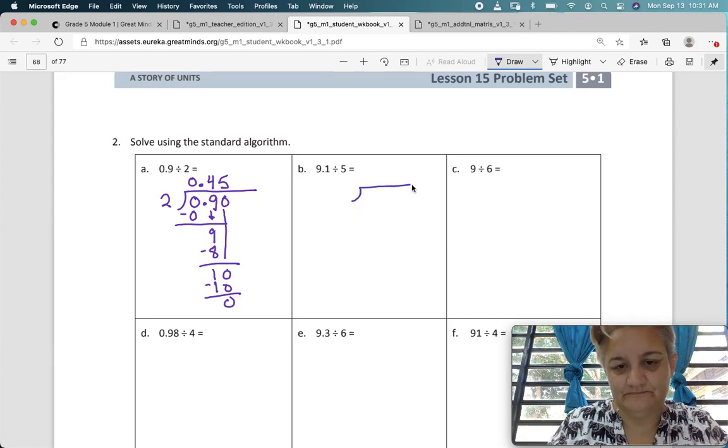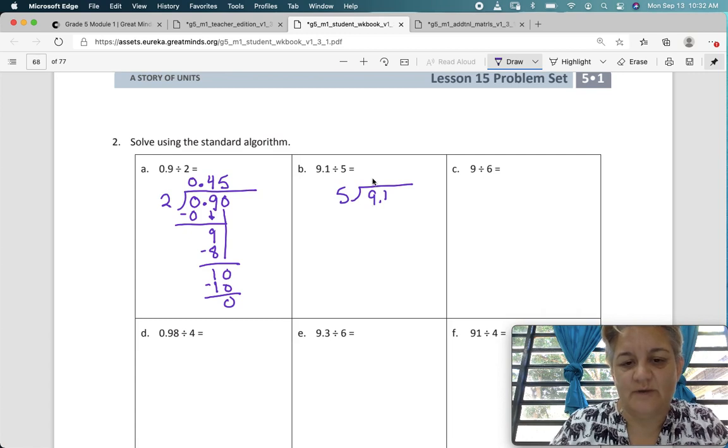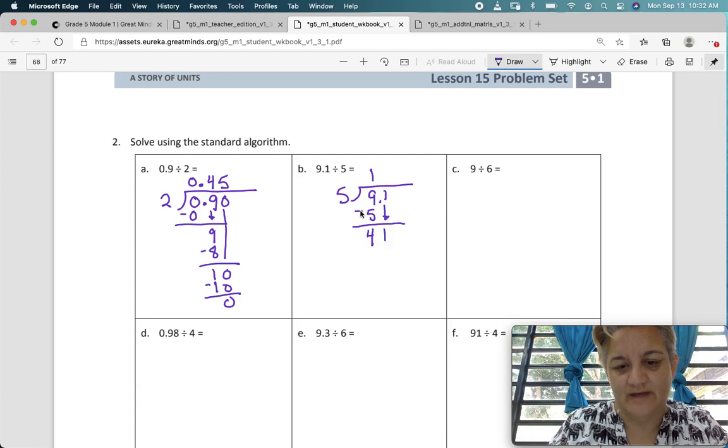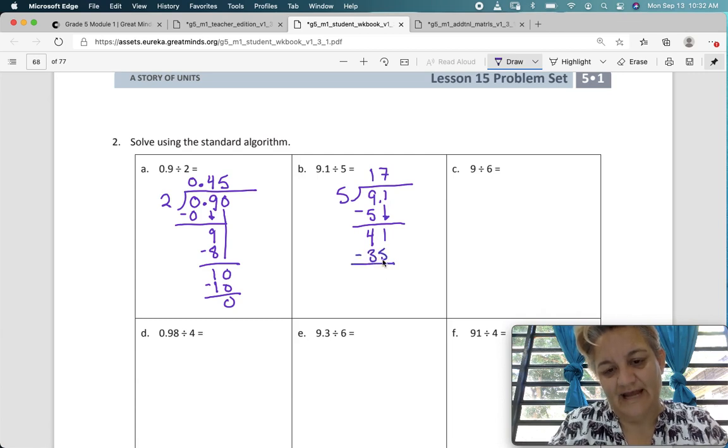Next one. 9 ones and 1/10 divided by 5. Okay. 5 goes into 9 ones one time. 1 times 5 is 5. Subtract, and I have 4 left over. So I'm going to move them into the tenths column. Bring down that 1. Now I have 41 tenths. 5 into 41 goes 7 times. 7 times 5 is 35. And I have 6 left over. Okay? So I'm going to add a 0 so I can turn that 6.